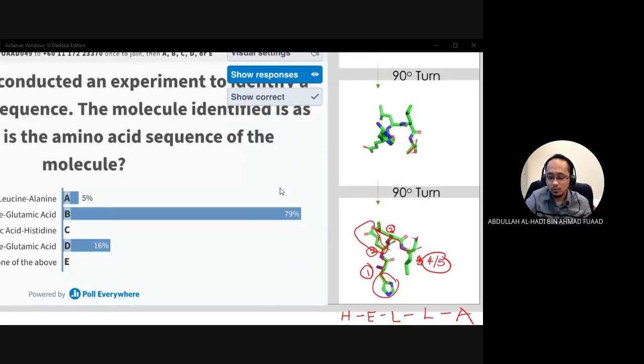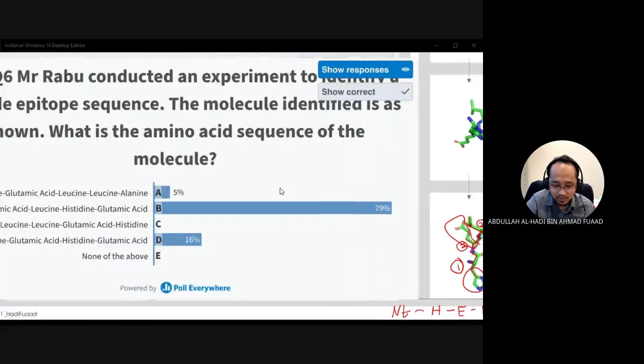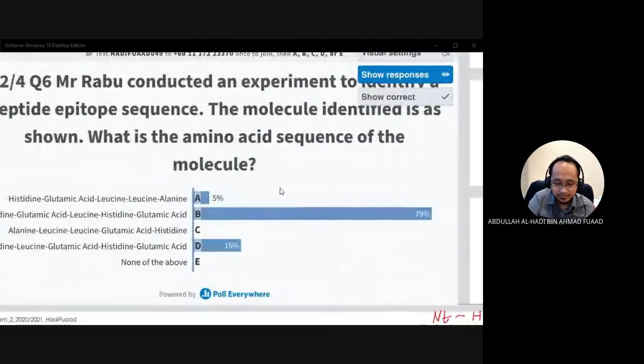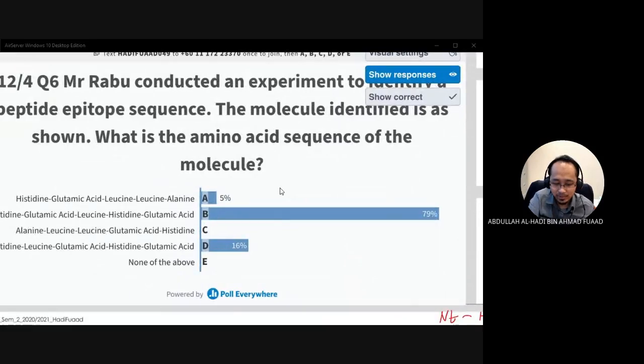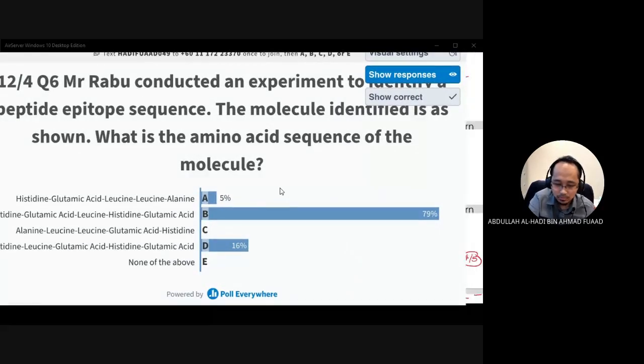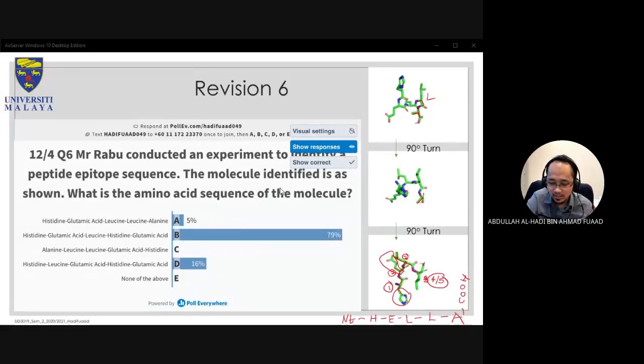Okay, so the sequence now is HELLA, and then that one is the C terminal, and H is the N terminal. So if you go through this sequence, then you will see that A is actually the first one. Okay, so the first one is histidine, and then second one glutamic acid, third one is leucine, fourth one is leucine, and then at the C terminal you will get an alanine.